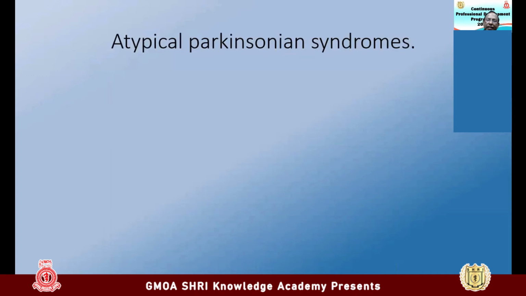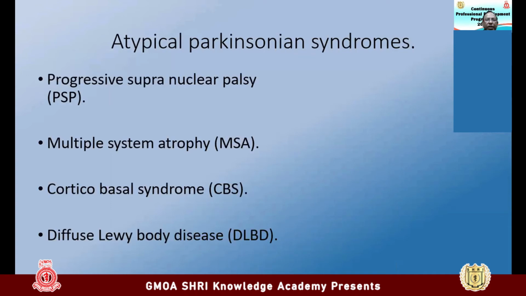Then I told you there is another thing called atypical Parkinsonian syndrome. There are 4 conditions we discuss under this one. The progressive supranuclear palsy is one, PSP, previously called Steele-Richardson-Olszewski disease. The second is multiple system atrophy. The third is corticobasal syndrome, or CBS, which some call CBD, also corticobasal degeneration, but the better term would be CBS. The fourth atypical Parkinsonian syndrome is diffuse Lewy body disease.